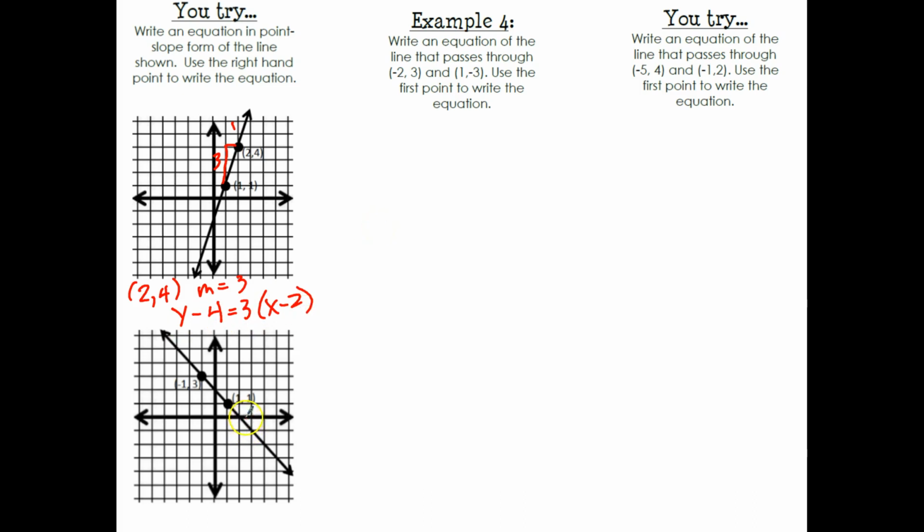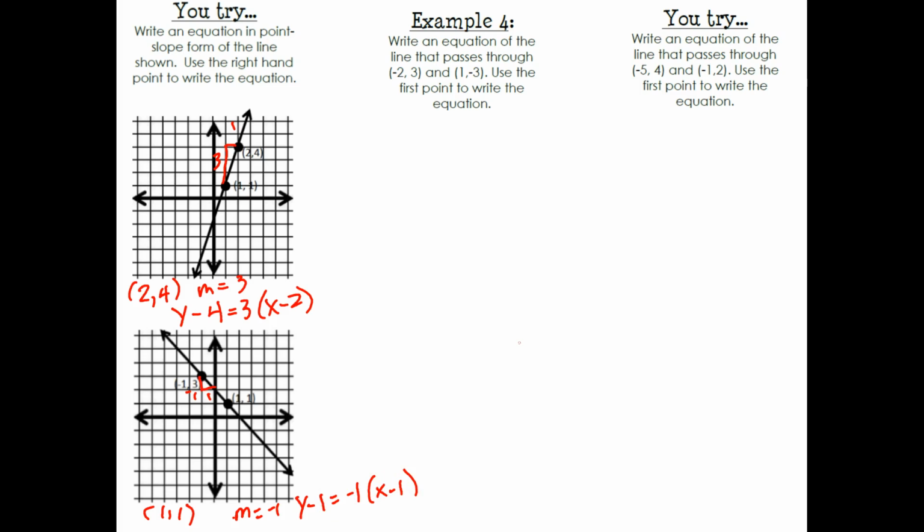And we'll do the same thing here. The right point is this point right here. The slope of this line is down 1 over 1, so negative 1 over 1. So I know my slope is negative 1. And then my ordered pair is (1, 1). And so in point slope form, it would be y minus 1 is equal to negative 1 times x minus 1.